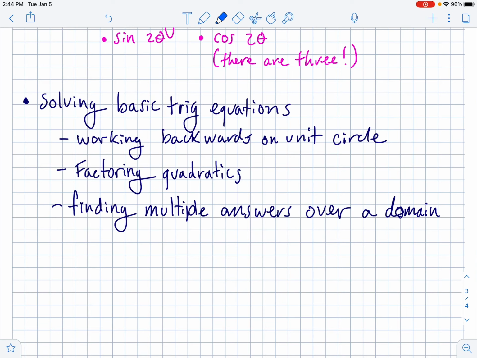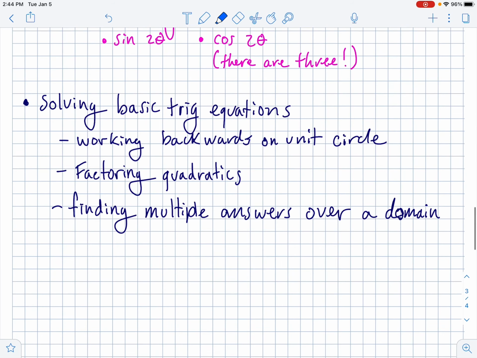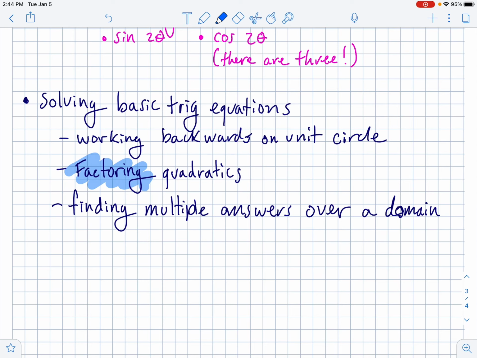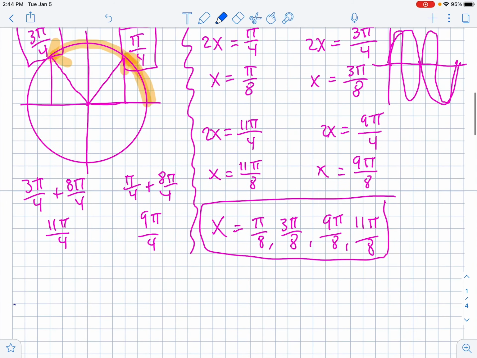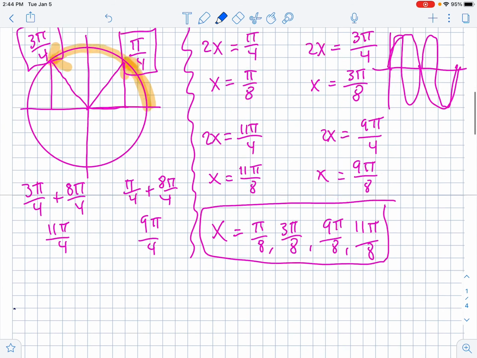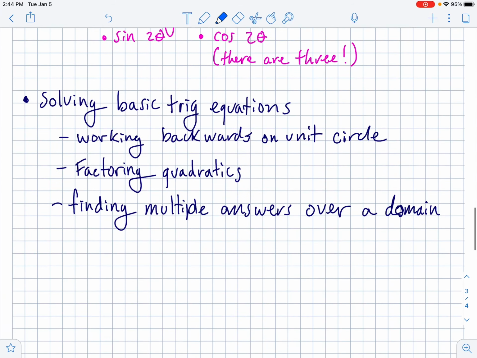Lastly, you will be asked to solve some basic trig equations. You should be able to work backwards on the unit circle to figure out exact values of sine, cosine, and tangent. Factoring has come up sometimes when a trigonometric function is in disguise as a quadratic, and be able to find multiple answers over a domain. Like on this problem right here, we found 4 answers over the domain 0 to 2 pi.